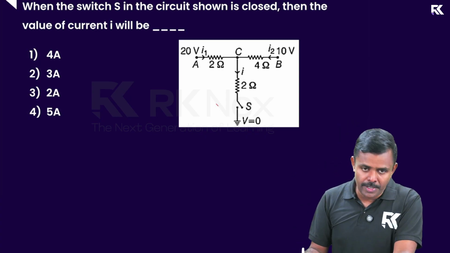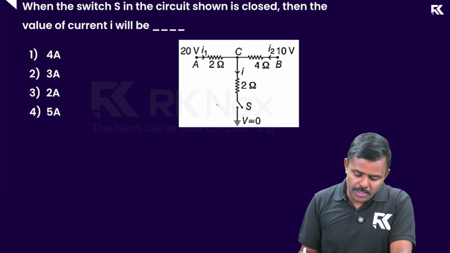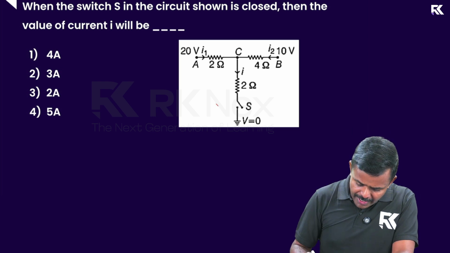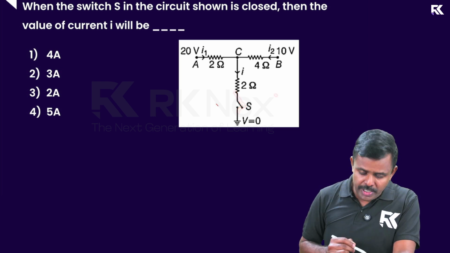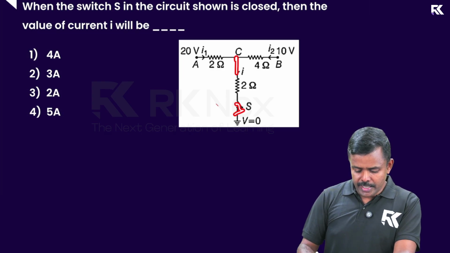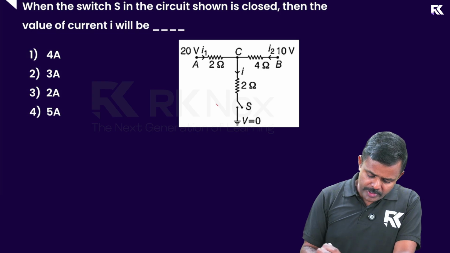Let's do the first question now. Previous NEET question: when the switch S in the circuit is closed, then the value of current I will be? Now look at this. I have a switch in the circuit here and you're going to close the switch. When you close the switch, the current flows this way, right? Now how do you proceed in such questions?